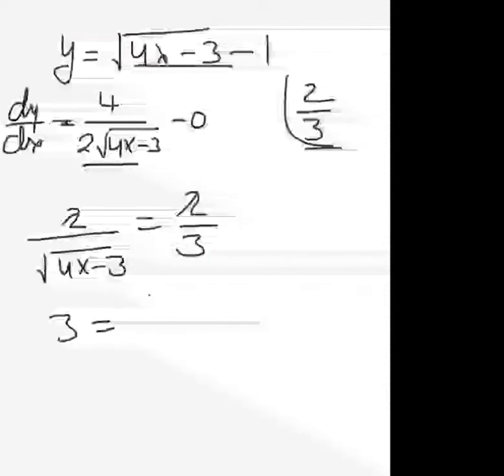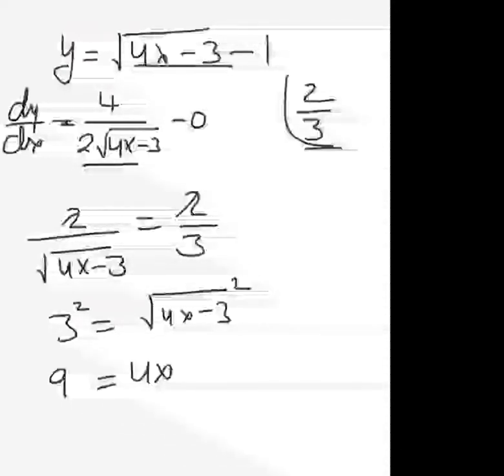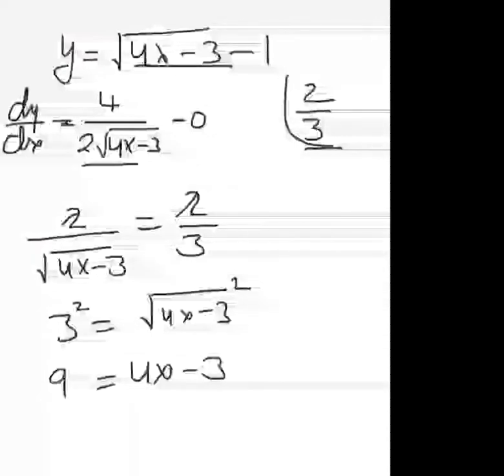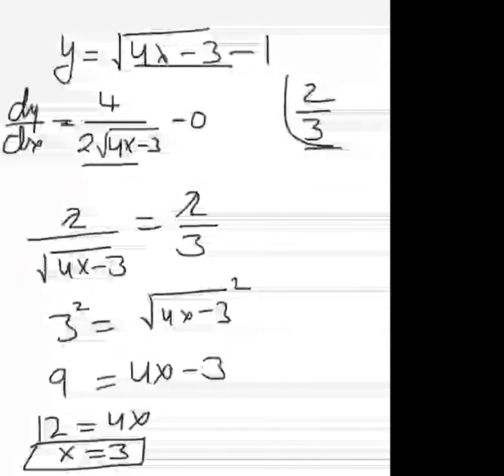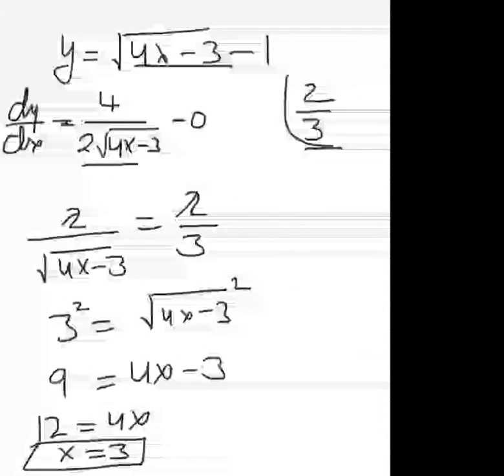3 is equal to under root 4x minus 3. Squaring, 9 is equal to 4x minus 3. 9 plus 3, 12 is equal to 4x. That gives x equals 3. When we put the value of x into the given function, we will get the value of y.